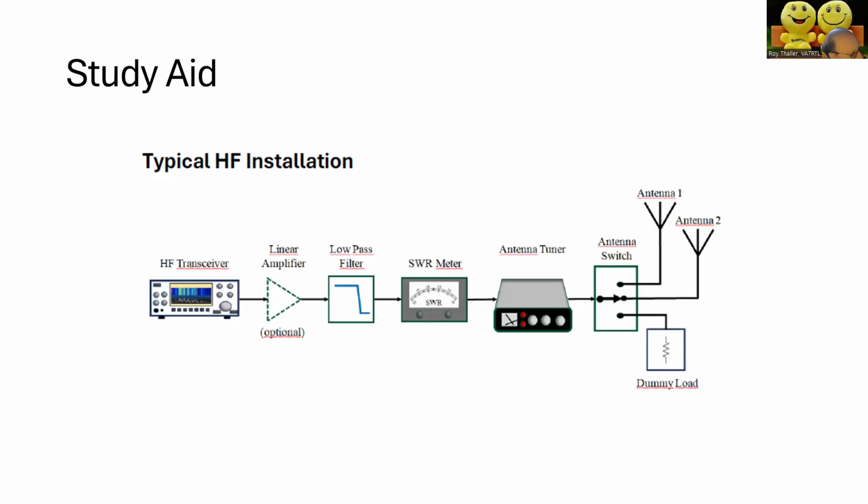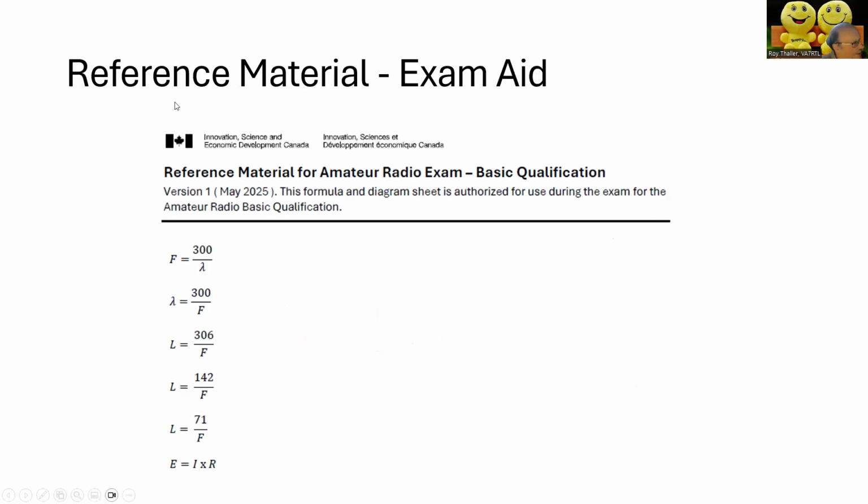Here's another diagram from the study aid. This is a typical HF setup. So this is what you can study from on the study aid. But when you take the reference material or the exam aid in, you get the same material, but you don't get the explanations. So you just get all the formulas listed.